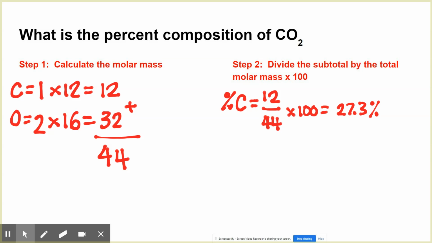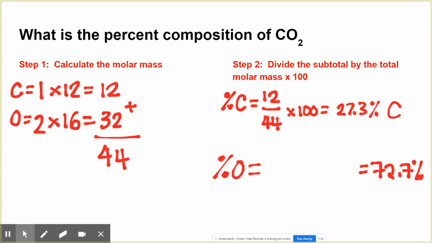Okay, and this is C. Remember, guys, they should add up to 100. So actually, you don't even have to calculate for O, and you should be able to tell me that O is 72.7%.